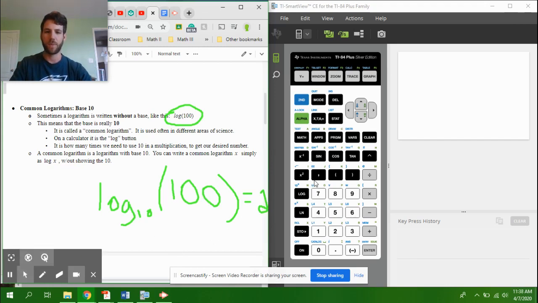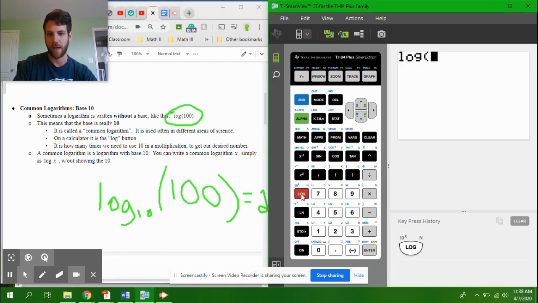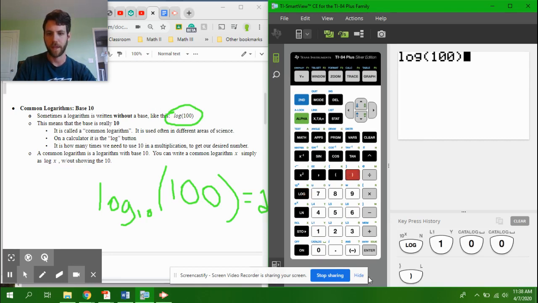So if we go over to my calculator, if we find the log button, which you'll find to the left of the 7 button, if we just click on log, you'll see that there's no base that comes up. And if we type in 100 and close parentheses, it gives us the answer that we just got.